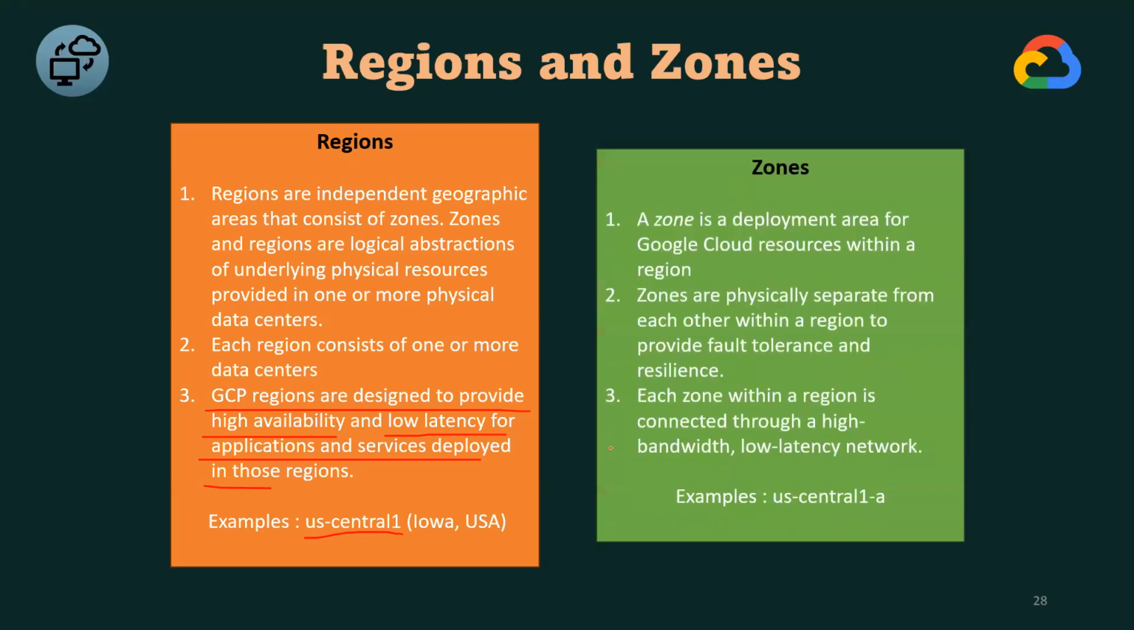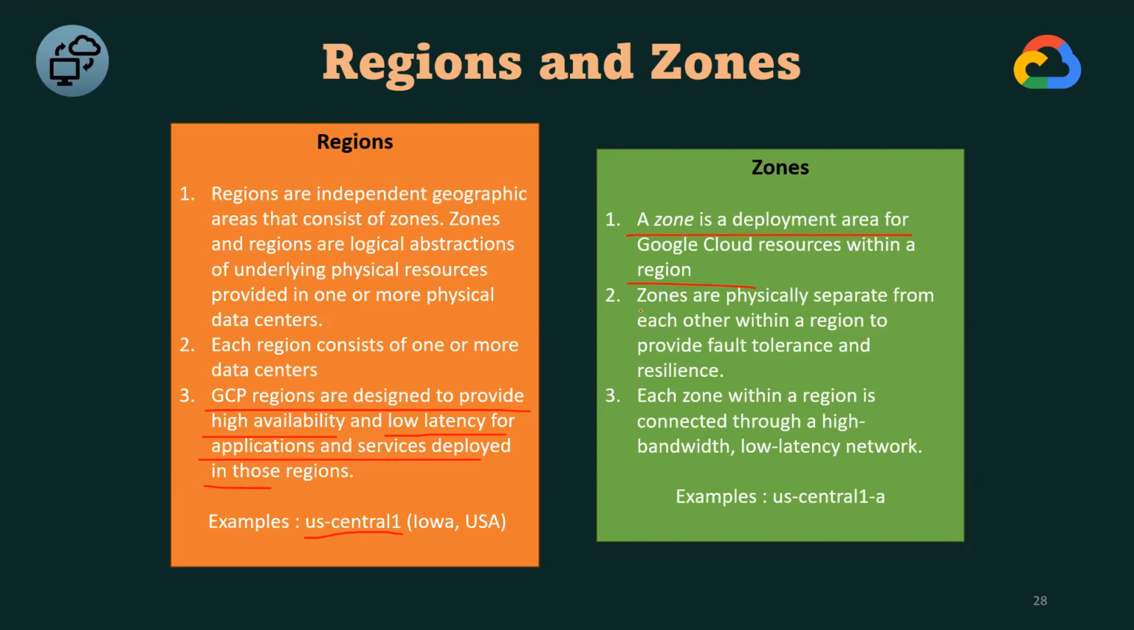And next, you have a zone. I told you already, a zone is part of a region. A zone is a deployment area for Google Cloud resources within a region. Why do I call it a deployment area? Because on top of the Google Cloud resources, we are going to deploy our application. So that's the reason a zone is a deployment area within a region.